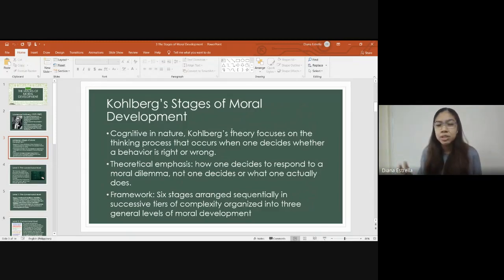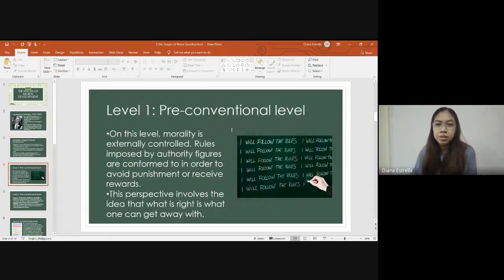Okay. So ang framework niya, meron siyang 6 stages. Tapos yung 6 stages na yun, hinati into 3 levels. So, bawat level mayroong tigda-dalawang stage. Okay, so level 1, stage 1 and 2, level 2, stage 3 and 4, and then level 3, stage 5 and 6. Okay, so for level 1, we have the pre-conventional level. So, morality is externally controlled. Okay, meaning merong factors outside the self, outside the person, na nagko-control kung bakit ito yung decision niya, kung ano yung tama o mali. Okay.